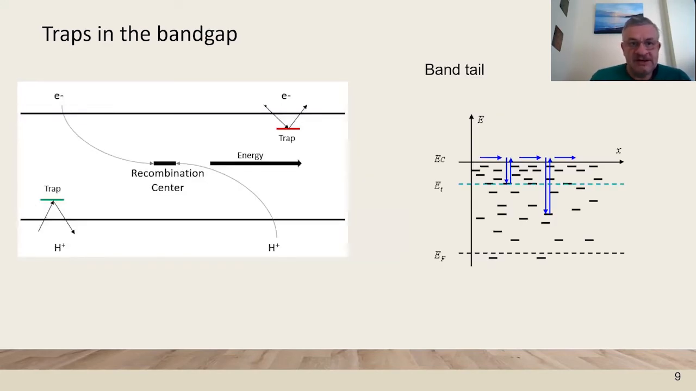Then there are different cases. For example, if we have a shallow trap, then the carrier will be trapped and released very rapidly. But if we have a trap in the middle of the gap, this is a recombination center, so that there will be diffusion and recombination. And if there is an exponential density of states, the electrons will be trapped and released with different rates, because deeper traps will trap them for a longer time than shallow traps.